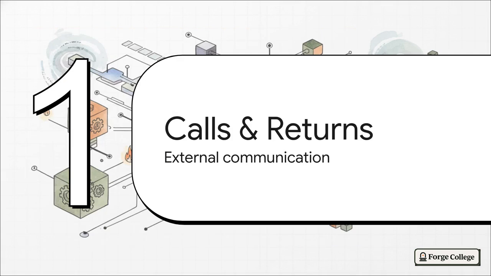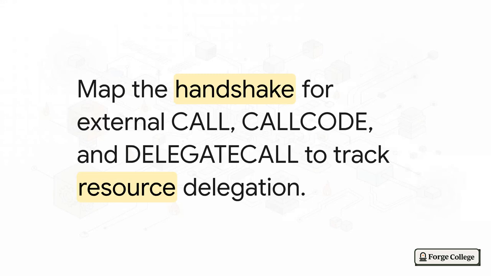Section 3. Calls, returns, and reverts. This is all about mapping external communication. Let's look at how the contract talks to the outside world and how it handles failures. The crucial point here is mapping the call and return handshake. Whether your trace hits an external call, a call code, or a delegate call, to borrow another contract's logic, you absolutely need to track exactly where stack arguments and gas are handed off. You're mapping how one process seamlessly delegates its resources to the next.